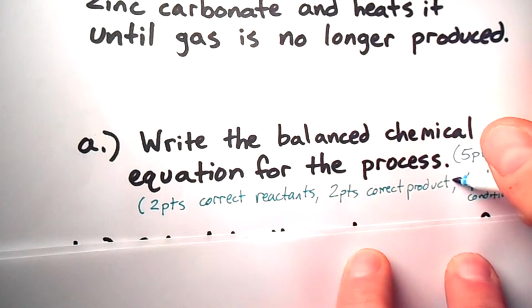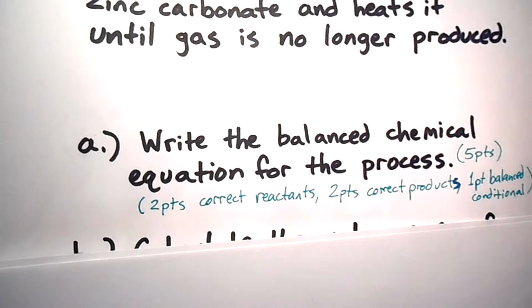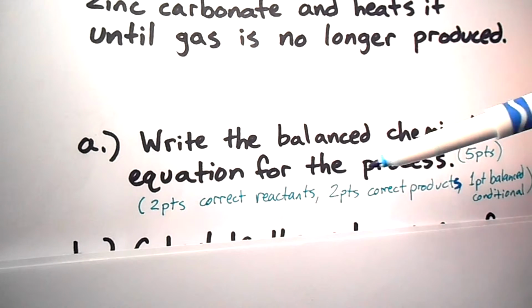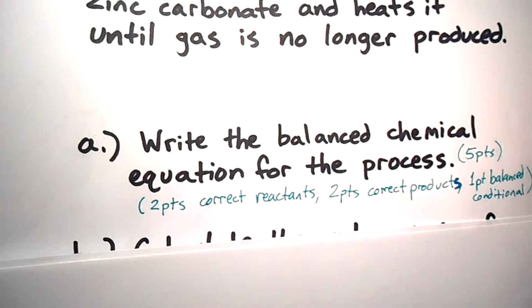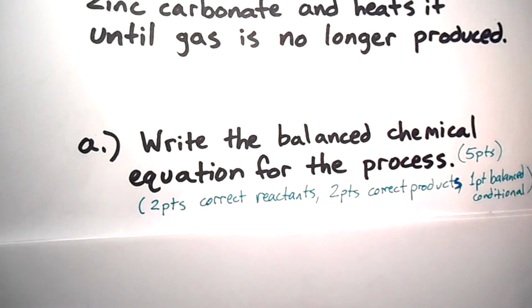Should have had a little S there. Let me add that. Thank you. And I also have 1 point balanced conditional. Conditional means you got to get the other 4 points before you have access to this 1 point for balancing. In other words, if you totally botch it and you just put ZnCO, and then you draw an arrow and you put ZnO and then a C, plus C. If you have nothing that even comes close to looking like these correct reactants or products, but you put a bunch of 1s for the coefficient, yeah, it's balanced, but it's very wrong. So I'm only going to give you access to that balanced point if you've got the rest of the problem already correct. There's 5 points right there.